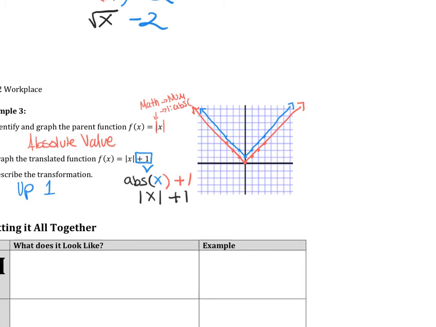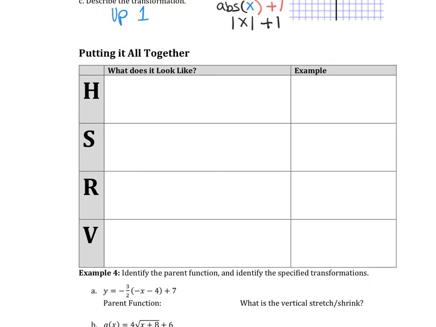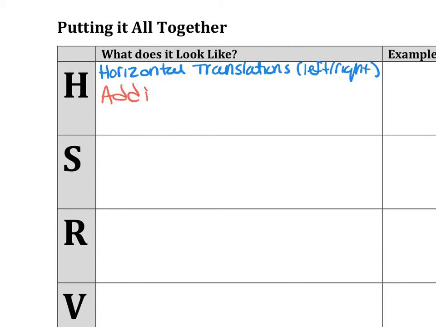Okay, so now we know all of the transformations, H, S, R, V, so we're going to go through and summarize it in a table so all of the information is in one spot. So H, this is horizontal translations, where we move left or right. And the way we can identify horizontal translations in an equation is when we are adding or subtracting inside the parentheses.